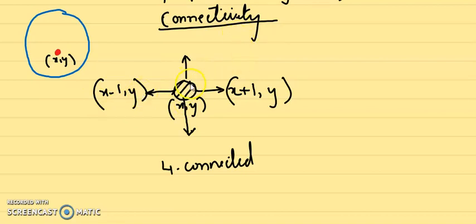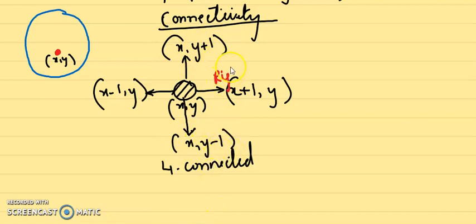Similarly, this is my current pixel, I'm going up. So this becomes x comma y plus 1. And this becomes x comma y minus 1 as I'm going to the bottom. So this is when I am moving right. This is when I am moving left. This is when I go to the top. And this is when I go to the bottom. So that's why we call it a 4 connected approach, right?